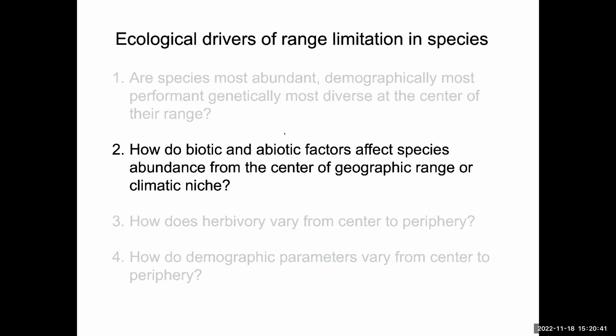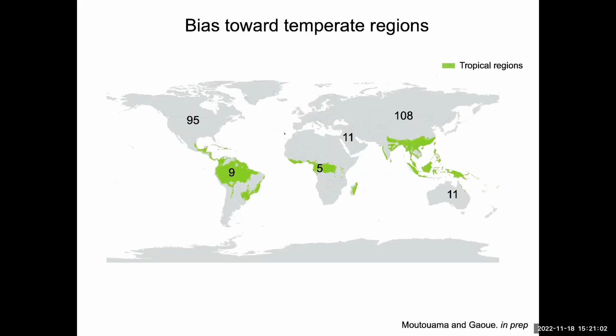So what is the role of biotic and abiotic factors in shaping species range limitation? To answer this question, I use a case study, a tropical system. And one of the reasons I chose a tropical system was this map. This map is just a result of the meta-analysis I just showed you.